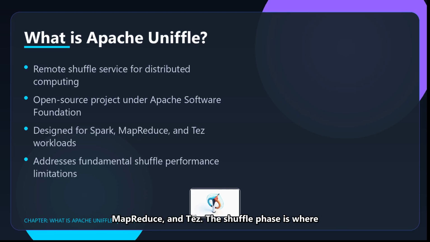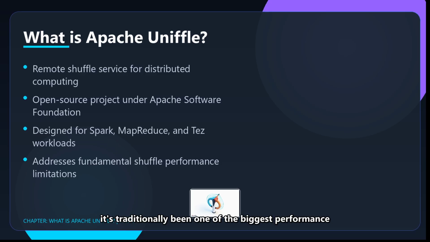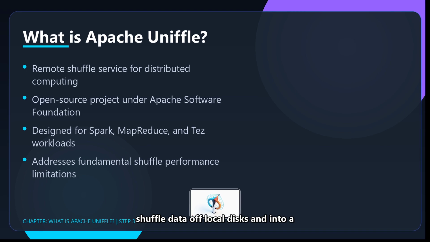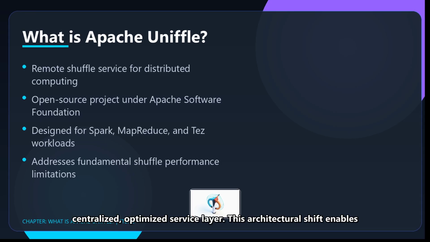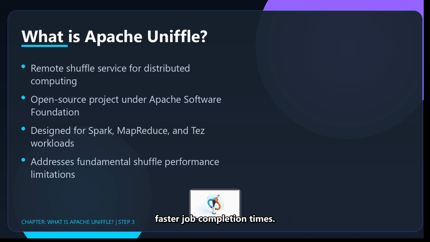The shuffle phase is where intermediate data is redistributed across the cluster, and it's traditionally been one of the biggest performance bottlenecks. Uniffle addresses these fundamental limitations by moving shuffle data off local disks and into a centralized, optimized service layer. This architectural shift enables better resource utilization, improved fault tolerance, and dramatically faster job completion times.